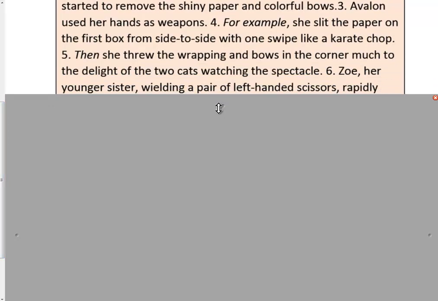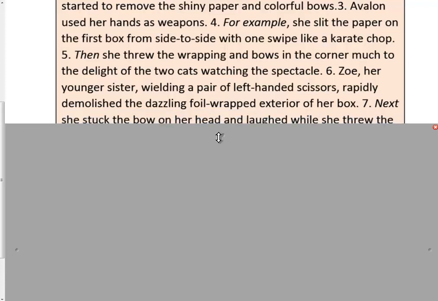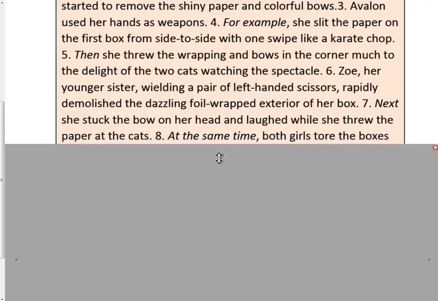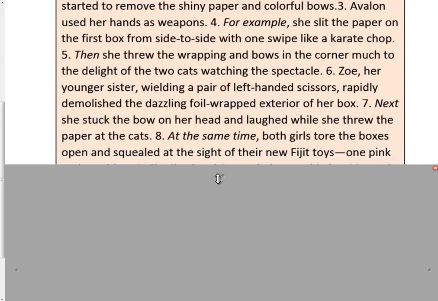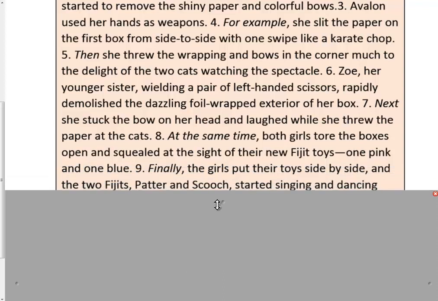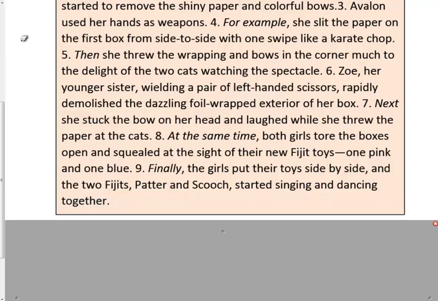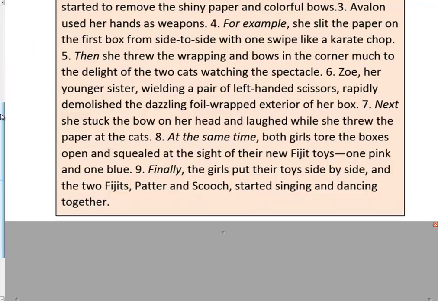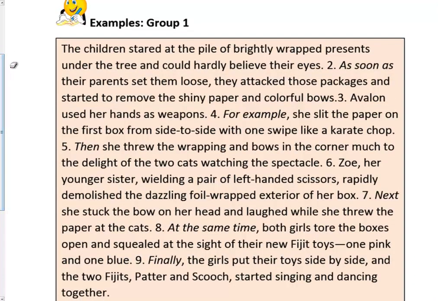the spectacle. Zoe, her younger sister, wielding a pair of left-handed scissors, rapidly demolished the dazzling foil-wrapped exterior of her box. Next, she stuck the bow on her head and laughed while she threw the paper at the cats. At the same time, both girls tore the boxes open and squealed at the sight of their new fidget toys, one pink and one blue. Finally, the girls put their toys side by side, and the two fidgets, Patter and Scooch, started singing and dancing together.